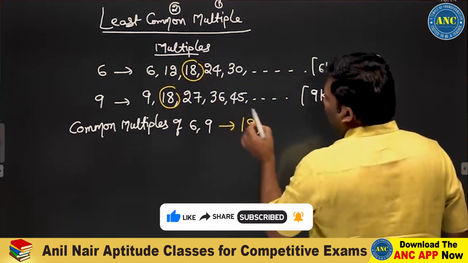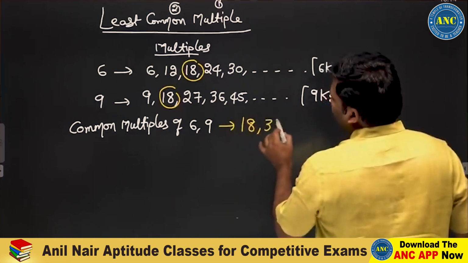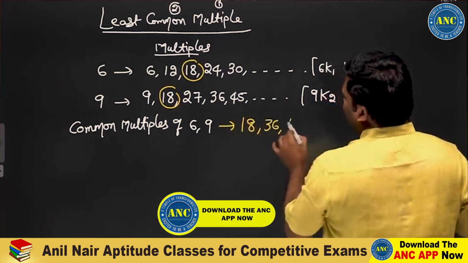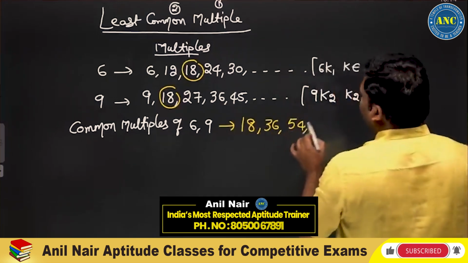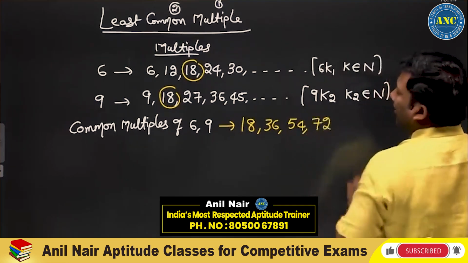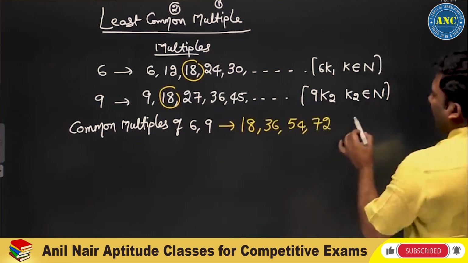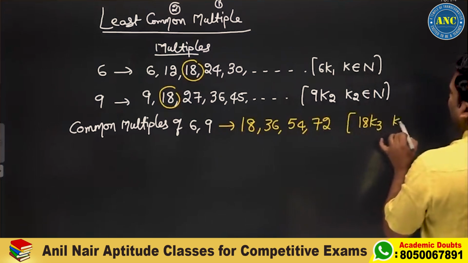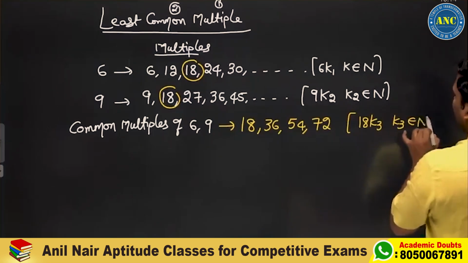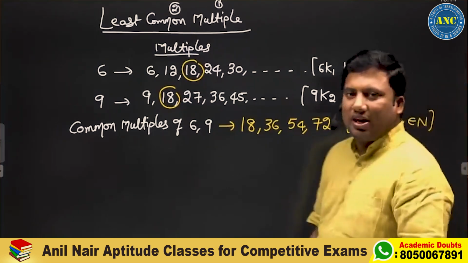Next one, 6 sixes are 36, and 9 fours are 36. 6 nines are 54, and 9 sixes are 54. 6 twelves are 72, and 9 eights are 72. So the common multiples are of the form 18k3, where k3 is a natural number.